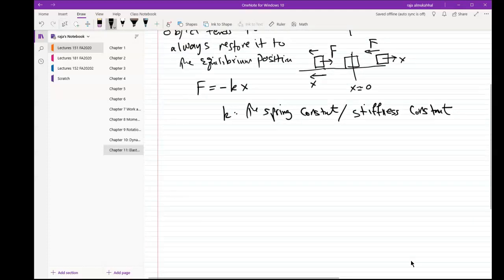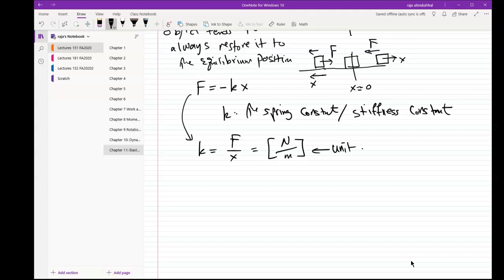And if you look at the unit of that thing, so if you take that formula and solve for k, so that will be F over x. I'm ignoring the minus sign for now. If you just look at the scalar value of it, the unit of this thing would be Newton per meter. Okay, so that's the unit of the stiffness constant. Okay, more on that in a minute.